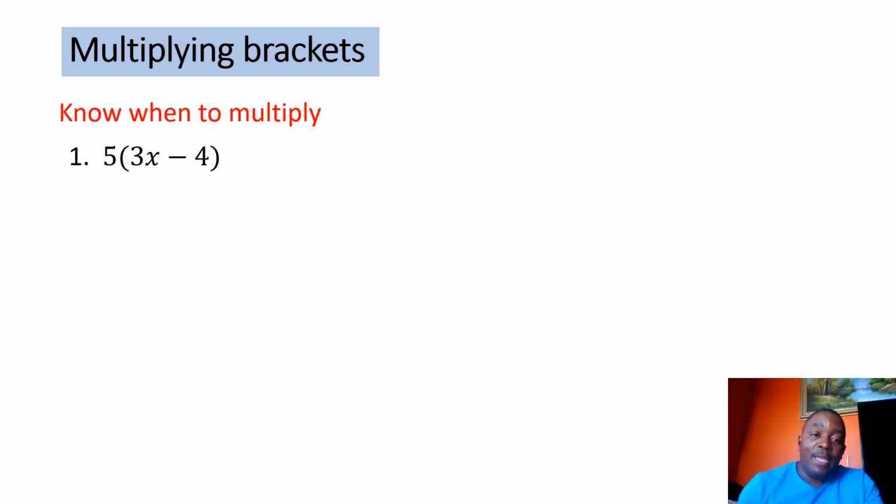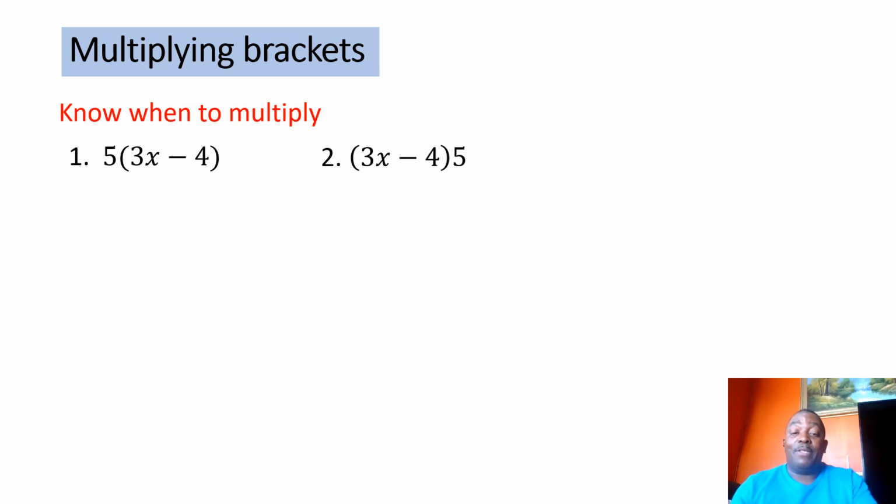In example 1 here, clearly this is multiplication. There's nothing between the bracket and the 5, so we're multiplying the bracket by 5. But now it's crucial to understand that whether we put that 5 in front of the bracket or after the bracket, it's still multiplication. Even here, there's nothing between the 5 and the bracket, that's still multiplication.